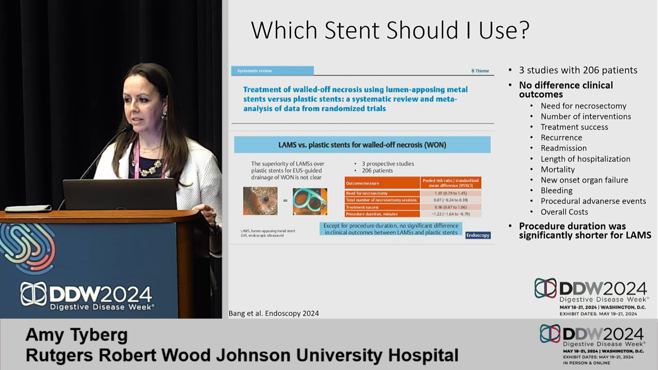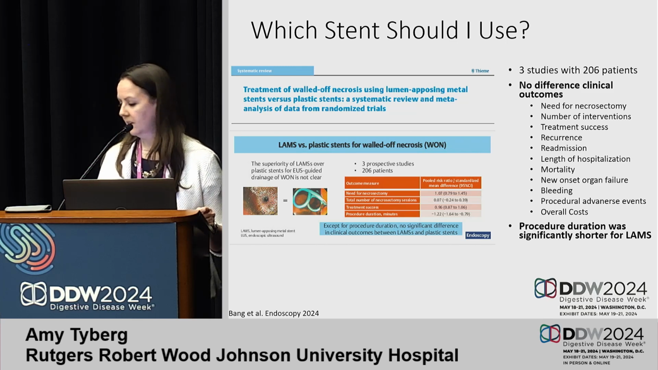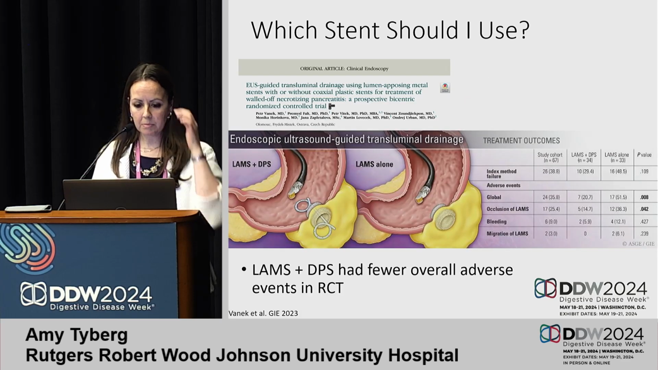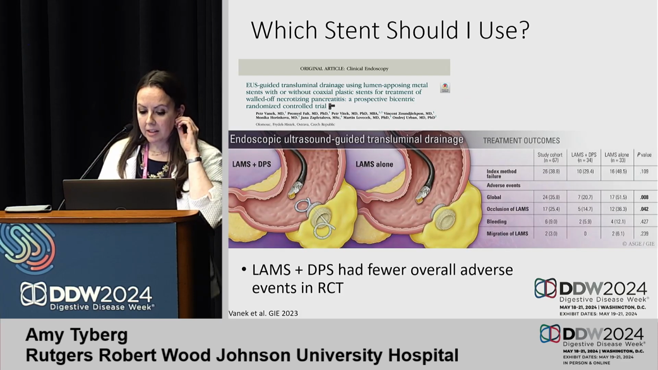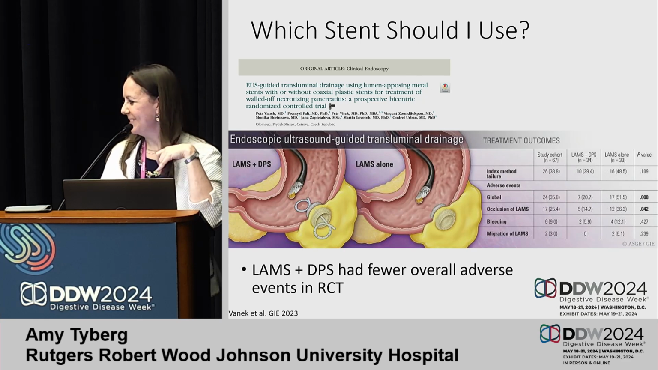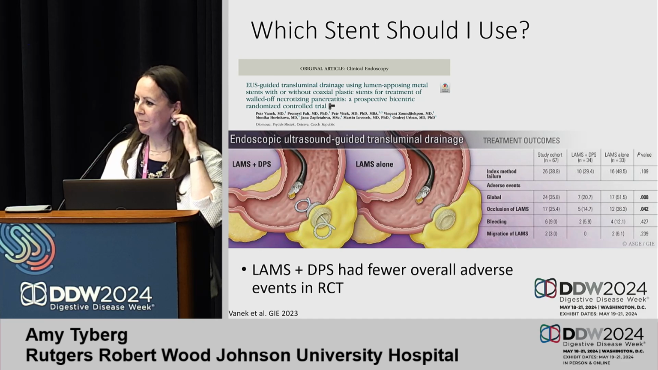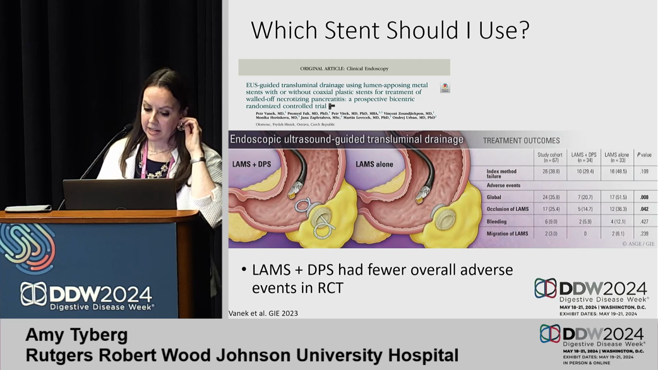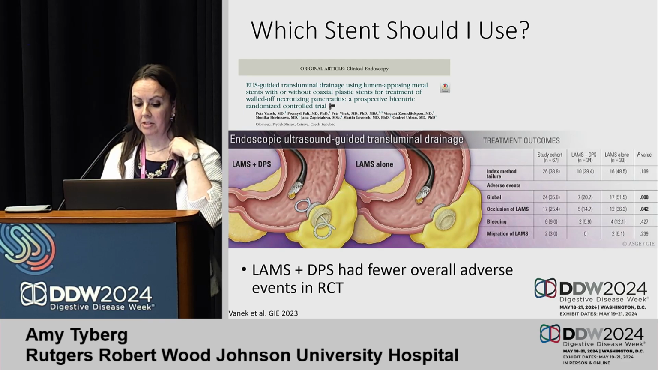So, as I said, lots of factors to consider, but when you're comparing lumen-opposing metal stents versus plastic stents, there may be benefits to going directly to lumen-opposing metal stents. And I'm sorry, this is the study comparing lumen-opposing metal stents with or without plastic double pigtails. Before it was lumen-opposing metal stents versus plastic stents alone. And again, here, when you add the double pigtail stent to your lumen-opposing metal stent, you actually see that there were fewer overall adverse events.